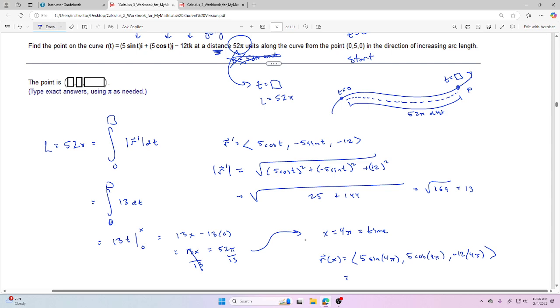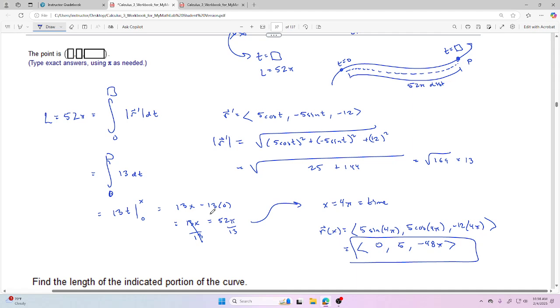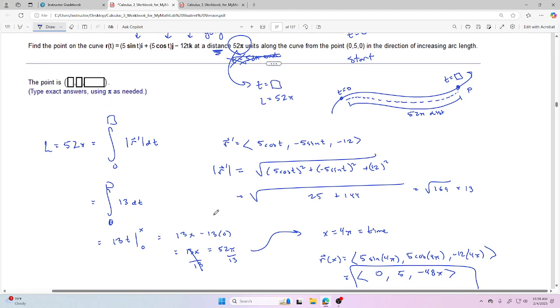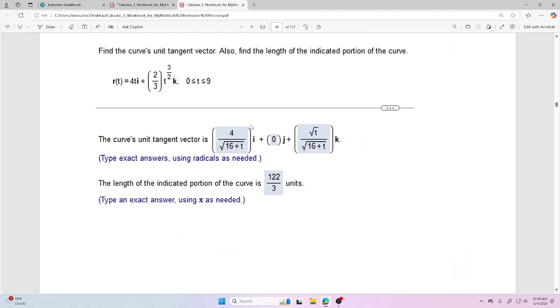What is sine at 4 pi? And cosine at 4 pi? Yeah, the 5, yeah. And then this is... Ooh, I like it. And there we go. There's my final answer. There's my point. I mean, you could do vector or point either way. Let me flash the answer.